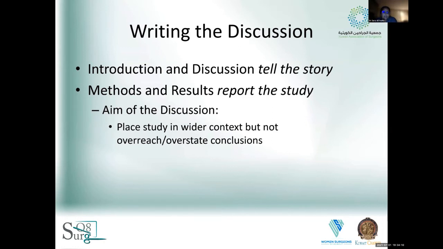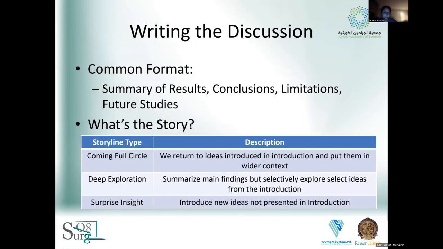And the aim of your discussion is placing your study in the wider context of your field, but you don't want to overstate your conclusion. You don't want to be like, yeah, we discovered something Nobel Prize winning. You have to be realistic with your discussion. But it's basically, okay, this is what we found out, so what? Basically, that's what you're answering.